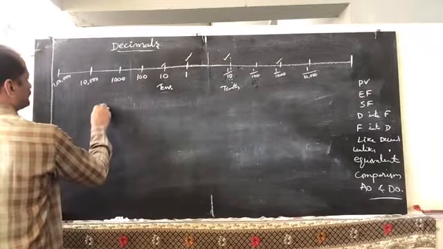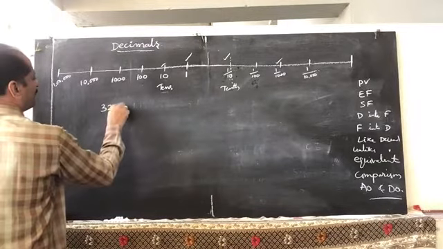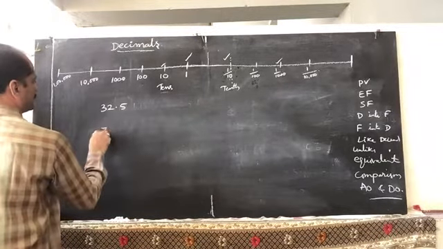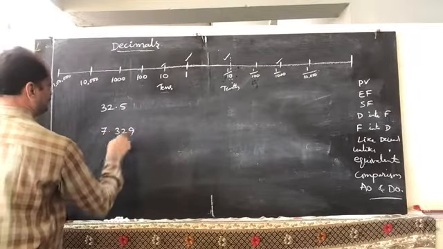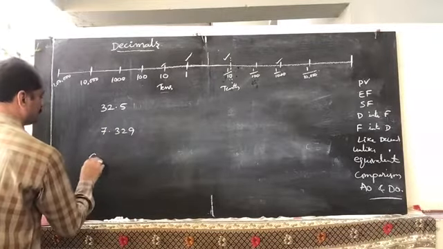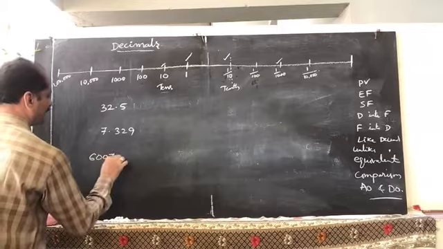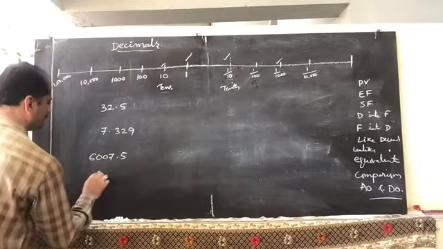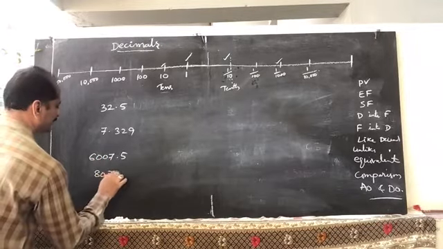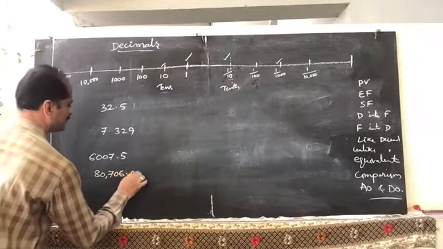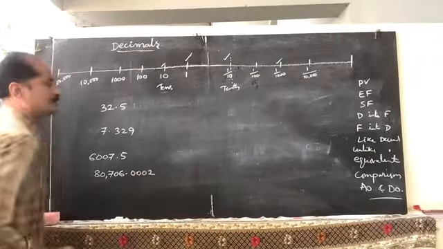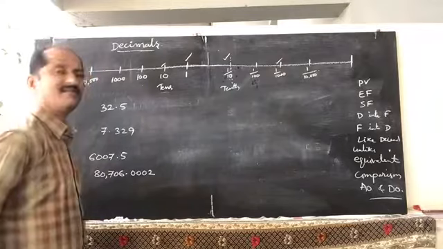Decimal 32.5, 7.329, 6,007.5, 80,706.0002. So these are all the decimals.